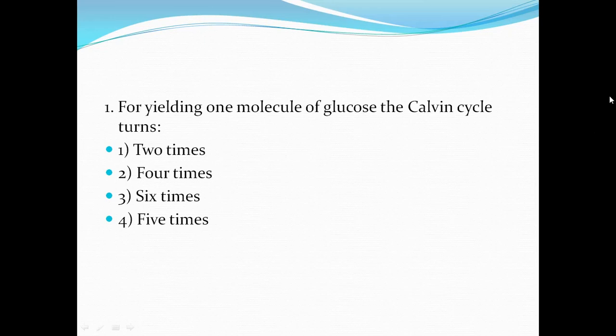Now let's solve some questions. For yielding one molecule of glucose, the Calvin cycle turns. Okay, so here the answer is 6 times. We have already discussed this because 6 carbon dioxide molecules are required for synthesizing one molecule of glucose. Okay, and in each cycle only one carbon dioxide molecule is utilized. So your answer is 6 times.